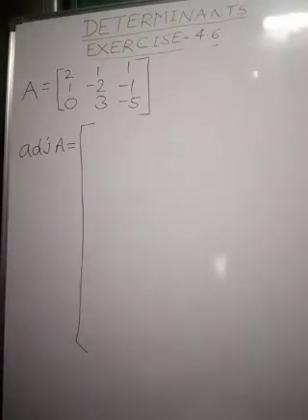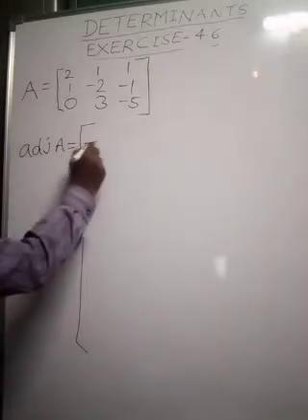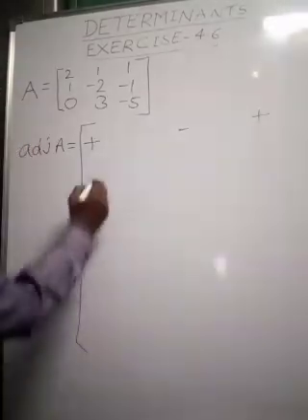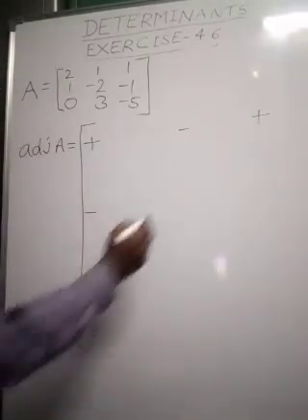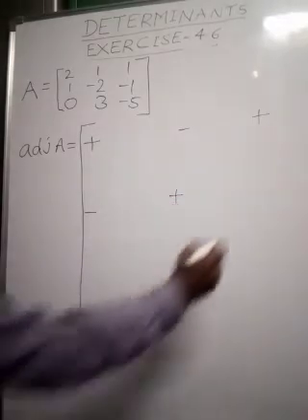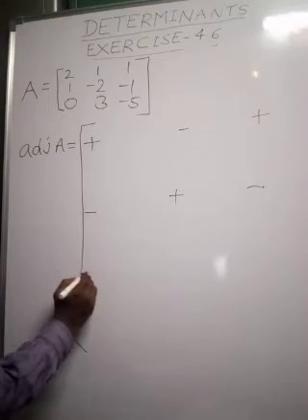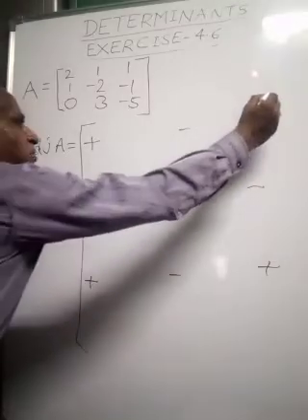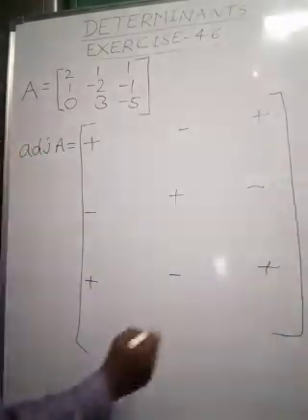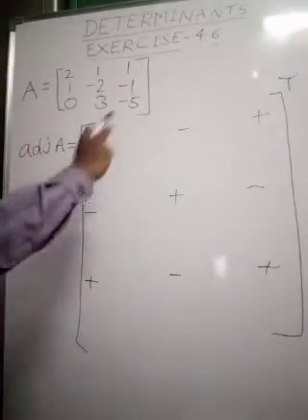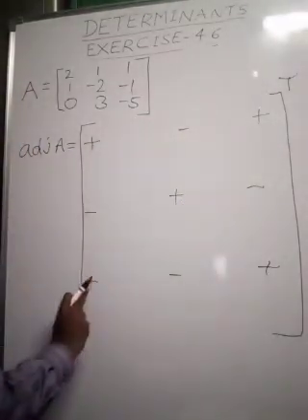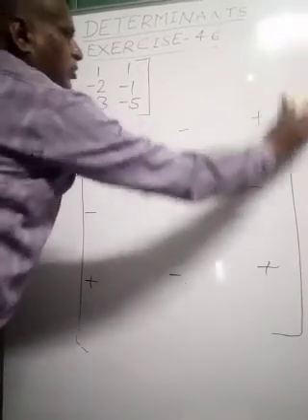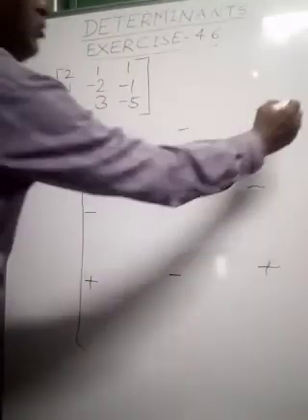First write the sign matrix here. Here plus, here minus, here next plus. In the second row, minus, here keep plus and here minus. In the third row, keep plus, here minus, here plus. First of all, keep the sign matrix here: plus, minus, plus, minus, plus, minus, plus, minus, plus. Right. Then take the whole transpose.